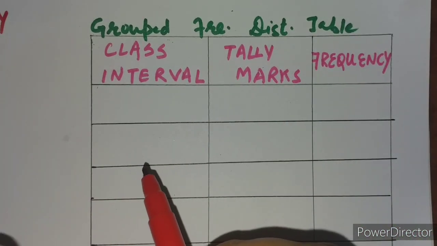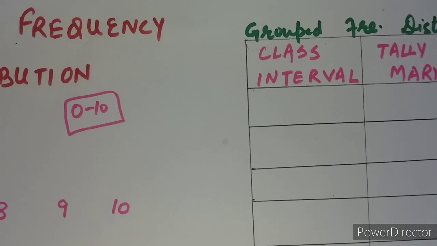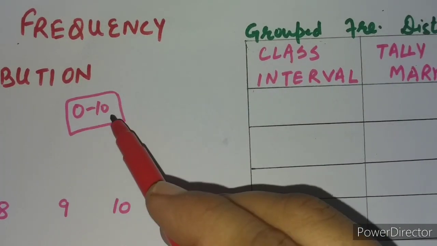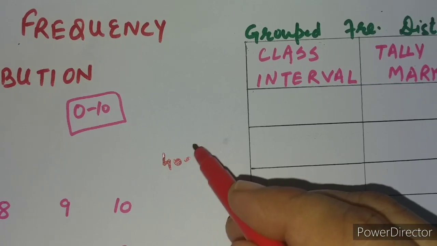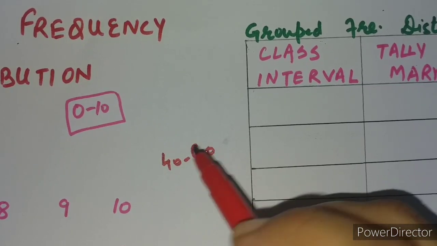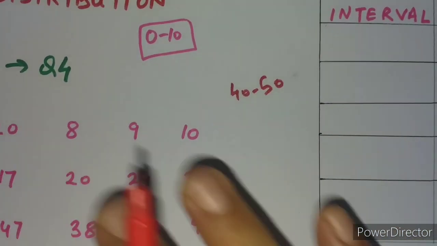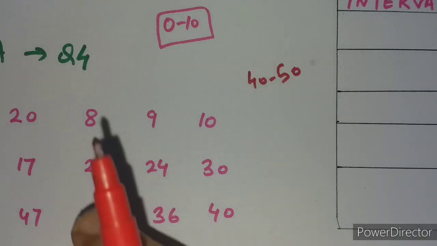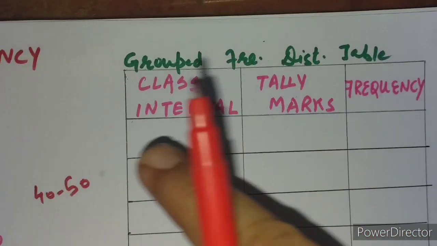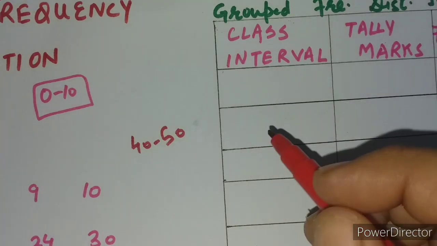Class interval means the range. Because it is already said in the question that the first group should start from 0 to 10, and the last one should go up to 40 to 50, within those groups only we are going to divide the whole data given in this question. The raw data is given, and from that raw data we are going to create a grouped frequency distribution table. So let me start with the class intervals.